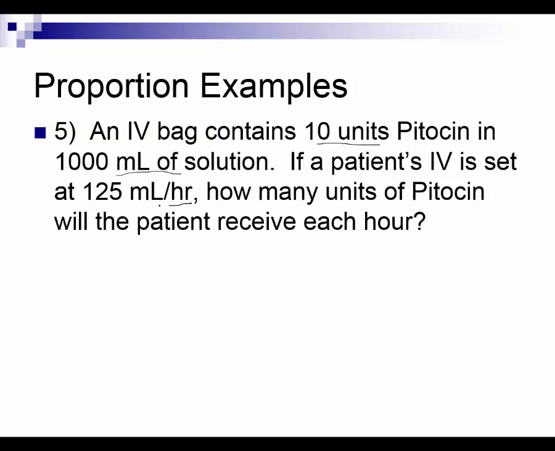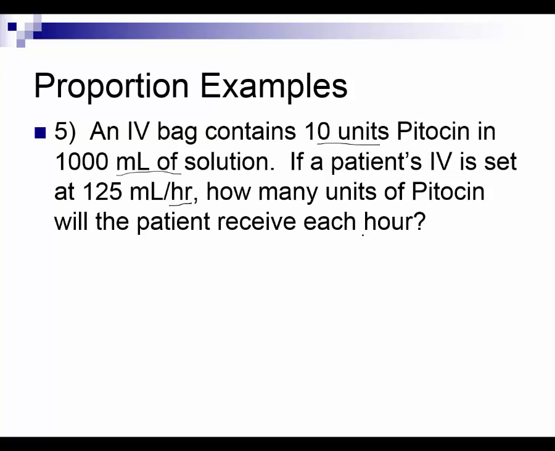So I have 10 units, I have 1,000 milliliters. I'm asked that if the patient gets 125 milliliters per hour, how many units per hour? So the rate in milliliters per hour is to be converted to a rate in units per hour. Both rates are per 1 hour. So the 1 hour is not going to vary, and that is constant throughout the problem. Truly, this is a dosing problem.